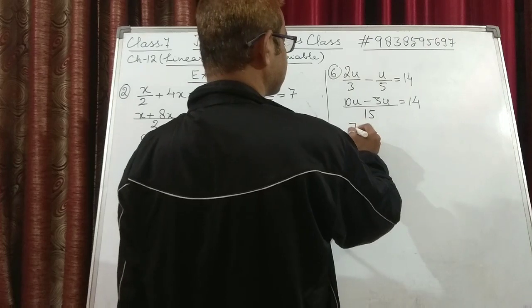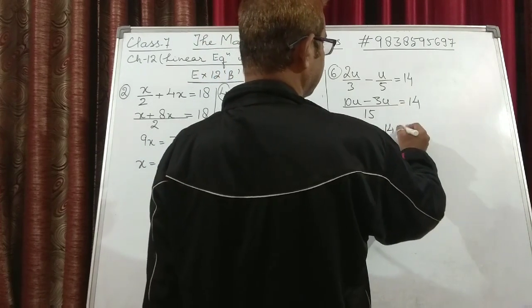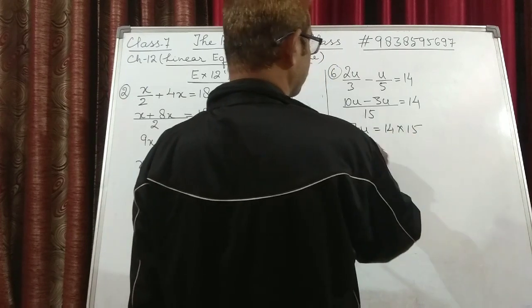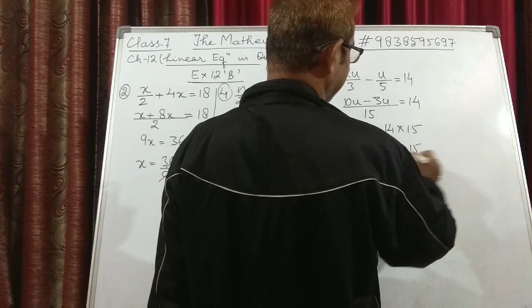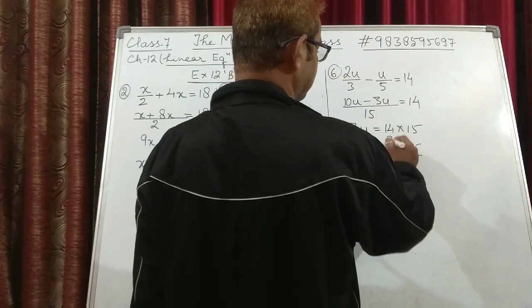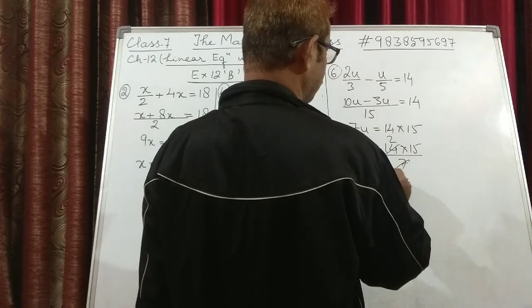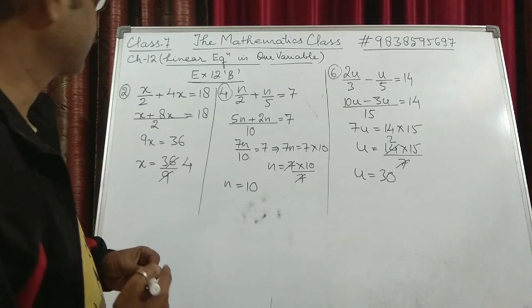10 minus 3 is 7u is equal to, by cross multiplication, 14 into 15. So u will be 14 into 15 divided by 7. 7 goes to this side, will come in division. So 7 2s are 14, implies that u is equal to 15 2s are 30. That is the final value.